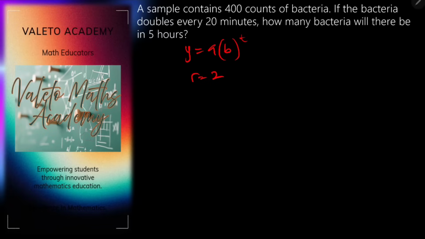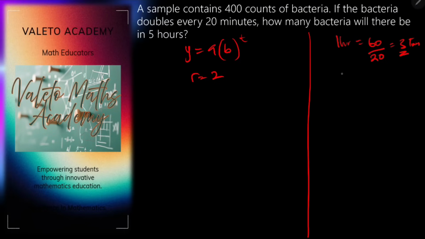How many would there be in 5 hours? Okay, that means if it doubles every 20 minutes, how many 20 minutes do we have in an hour? We have 1 hour is equal to 60 minutes, and it doubles every 20 minutes. So in 60 minutes, it will double how many times? 60 divided by 20 is 3 times, sorry. So the bacteria will double 3 times in 1 hour.